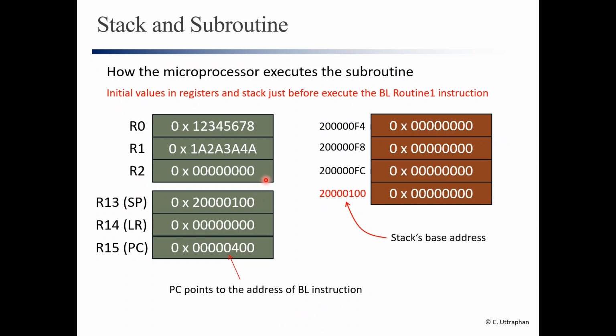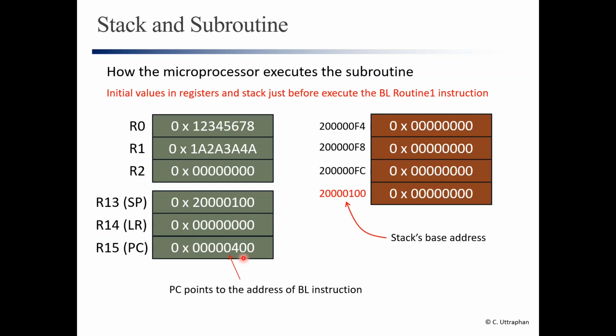These are the contents of the registers and stack just before the microprocessor executes the BL routine 1 instruction. R0 and R1 already have these values. This is the stack's base address, and the stack pointer, SP, points to this value. When the microprocessor is executing the instruction just before the BL instruction, the PC will point to the address of the BL instruction, which is hex 400.